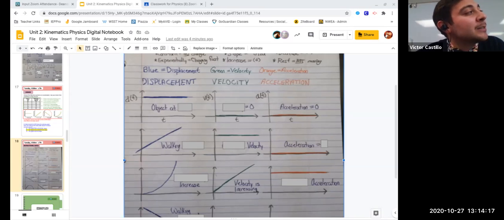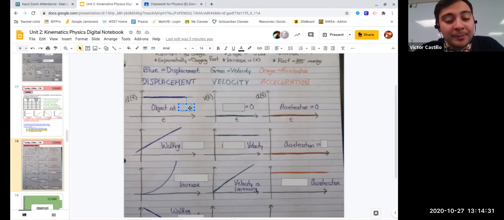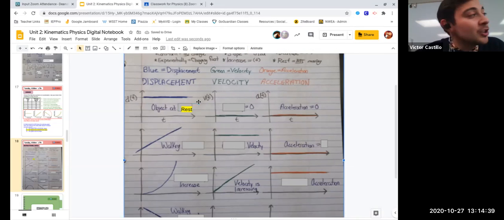Now, when I see a displacement graph with a flat surface like this, that means I'm not moving. I'm not changing direction. I'm not changing my position. My position is the same. So if my position is the same, that means my object is at rest. I am not moving a single muscle, okay? So my object right here is at rest, okay?